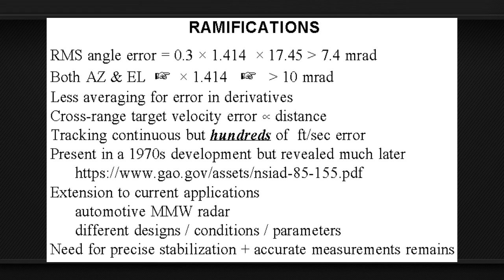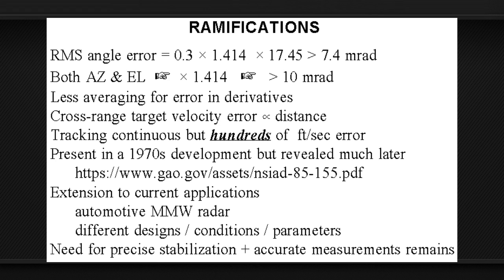For derivatives, however, rapid noise variations cannot be as readily dismissed. Velocity estimates benefit from averaging but less than position, and acceleration still less benefit than velocity. Achievable performance is limited because errors in cross-range target velocity and acceleration are proportional to distance. At 10 nautical mile range, 10 milliradian angle measurement error corresponds to 0.01 times 10 times 6,080, or over 600 feet, raw measurement cross-range target distance error.